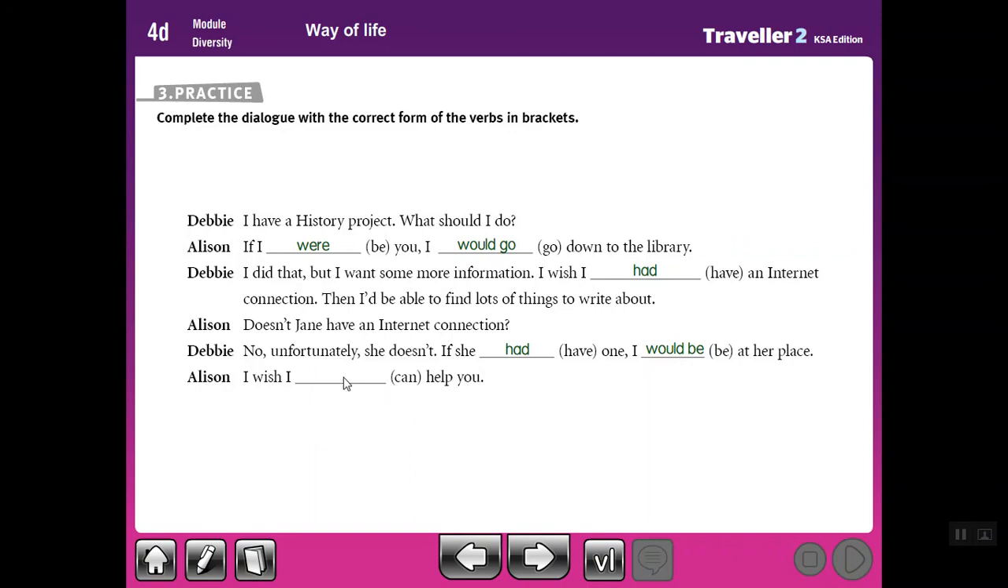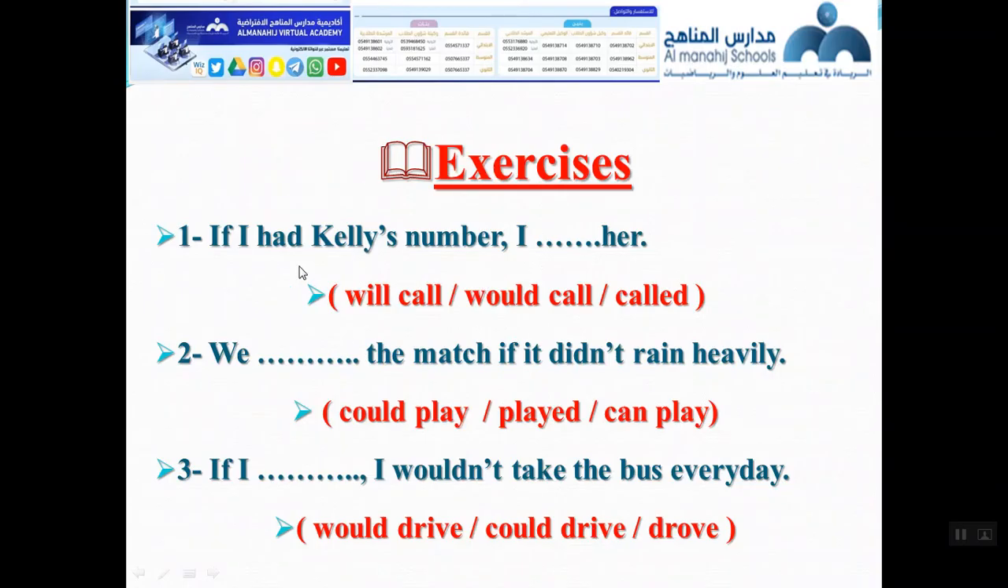I wish I could help you. Here I use can, so I wish I could, the past form of can.